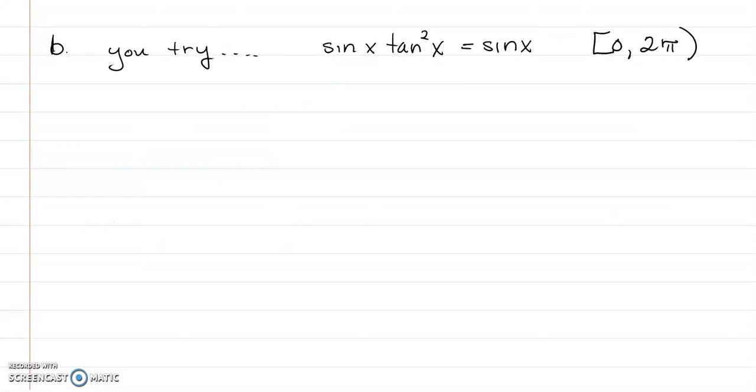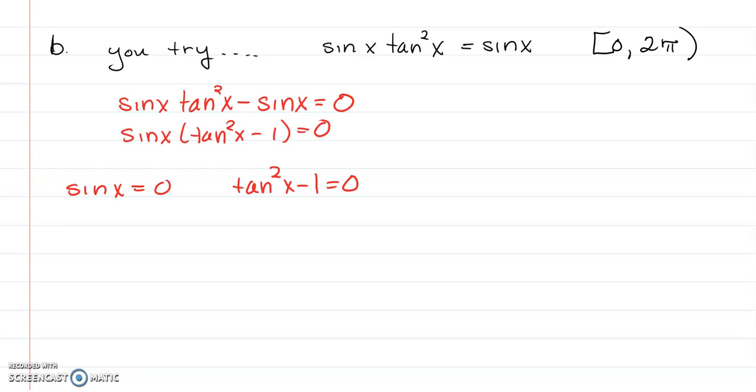Okay, in a classroom environment, you know my routine. I'd say, okay, now here's one for you to try. Sine x times tangent squared x equals sine x. And you're going to solve that for x over the interval from 0 to 2 pi, inclusive of 0, not inclusive of 2 pi. Go ahead and take a moment and solve this equation.